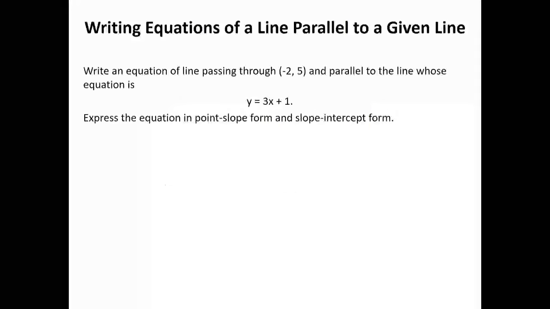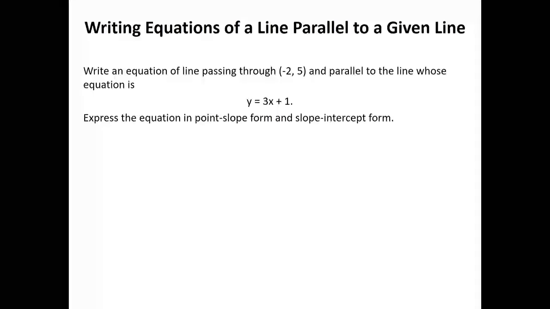In this example, we would like to write an equation of a line parallel to a given line. So write an equation of the line passing through the given point, (-2, 5), and parallel to the line whose equation is given by y = 3x + 1. And then finally, we want to express the equation in both the point-slope form and the slope-intercept form.